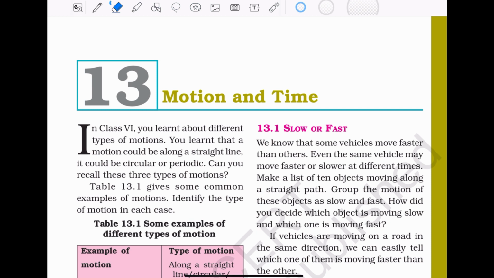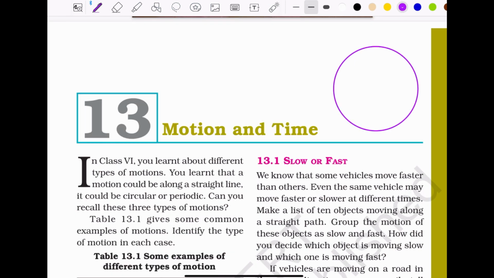Okay. So, in our previous class, that is in class 6, you have learned about different types of motion. What were those motions? That is straight line, when you are traveling in a straight line, then circular motion, and then periodic motion. So if you remember, what is the periodic motion? Periodic motion is that kind of motion where after a certain interval of time, the cycle or the motion is repeating itself. Like for example, if we have a watch, right?